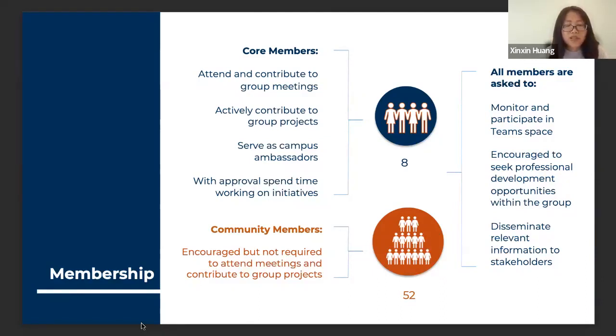Community members are encouraged to participate in meetings and projects. They bring valuable knowledge and expertise to the group. All members are expected to monitor and participate in the team space, seek professional development opportunities, and disseminate relevant information to stakeholders.